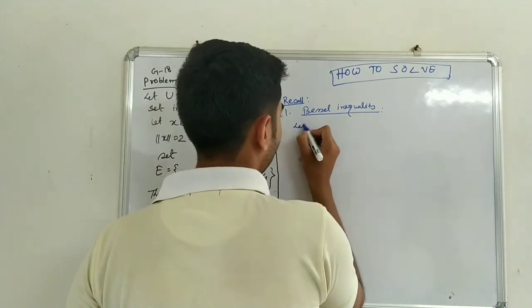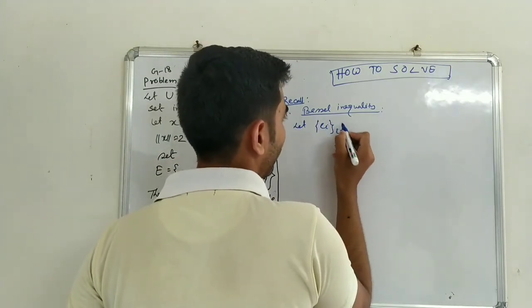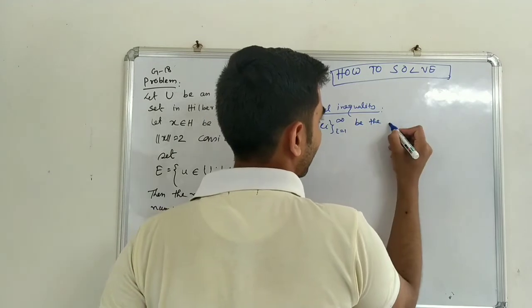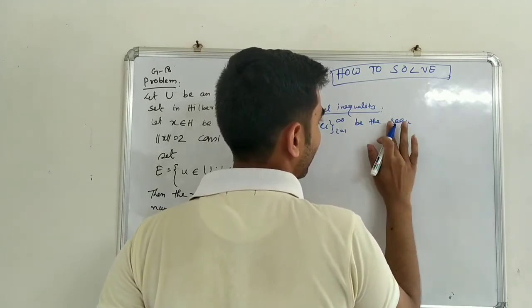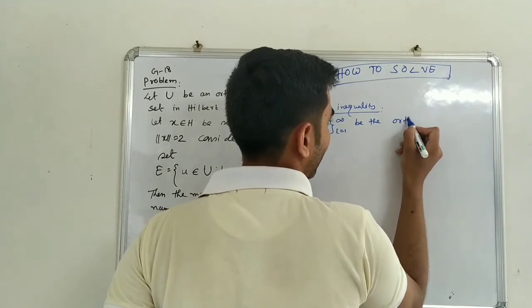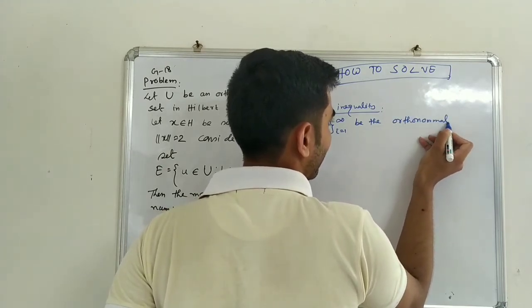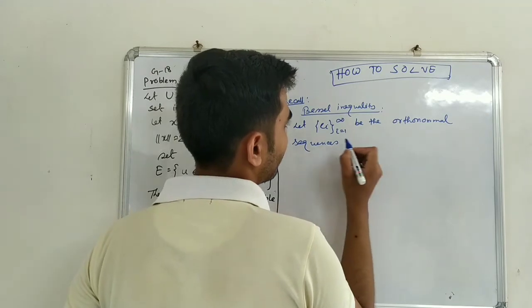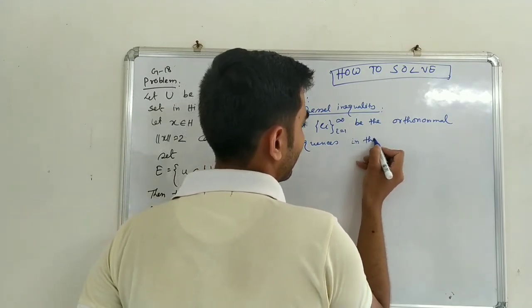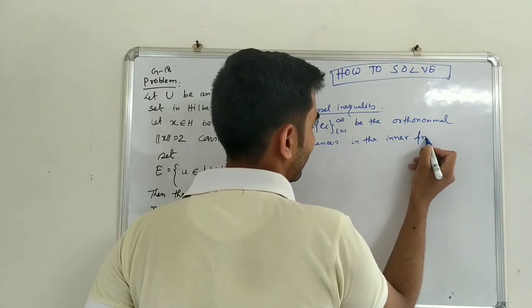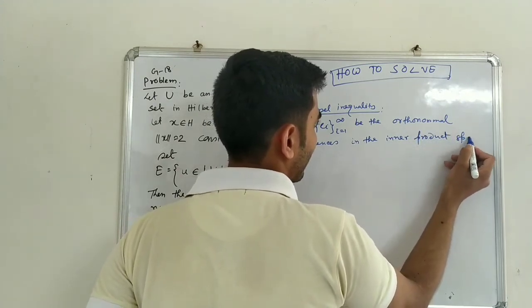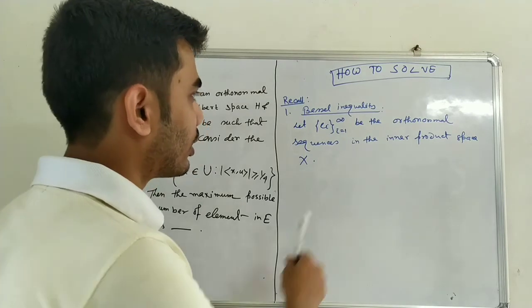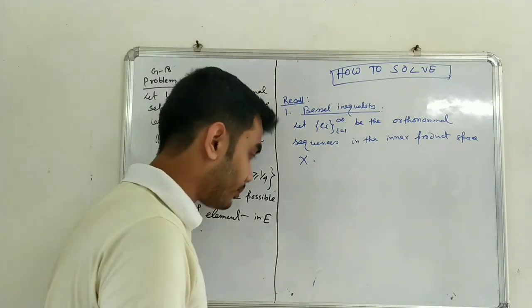So let e_i, i equal to 1 to infinity, be the orthonormal sequence in the inner product space capital X. Okay.